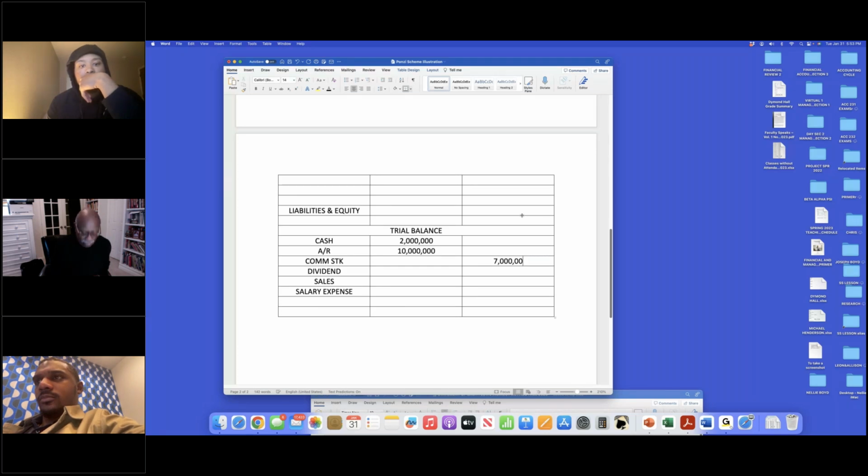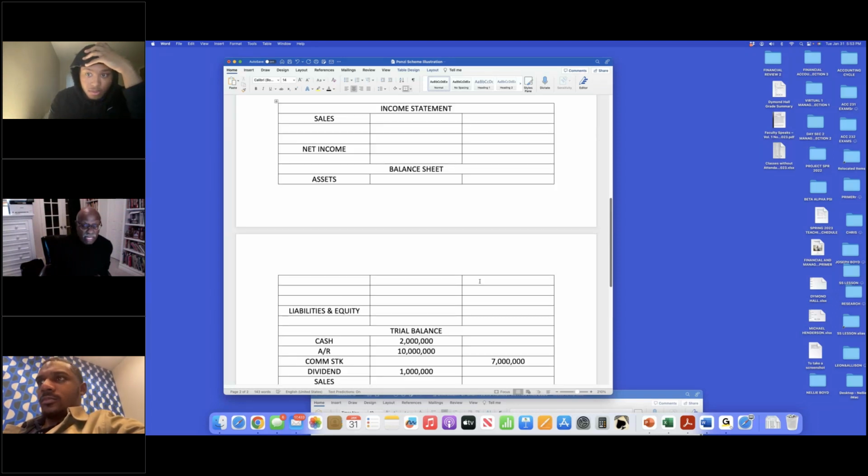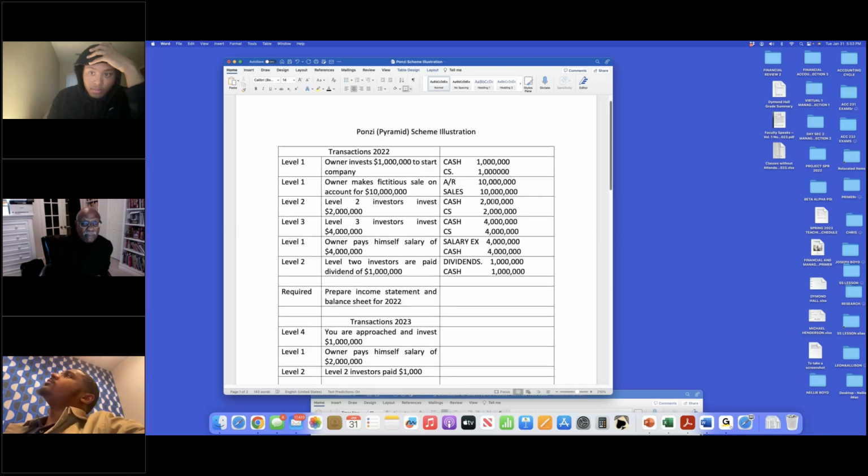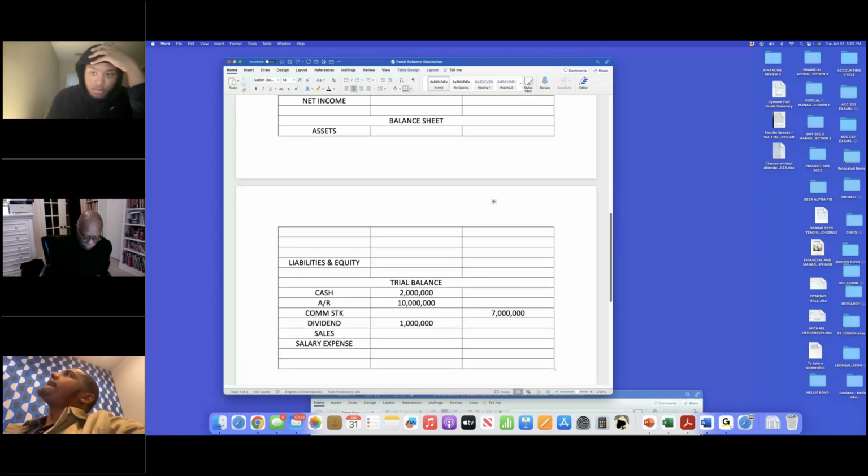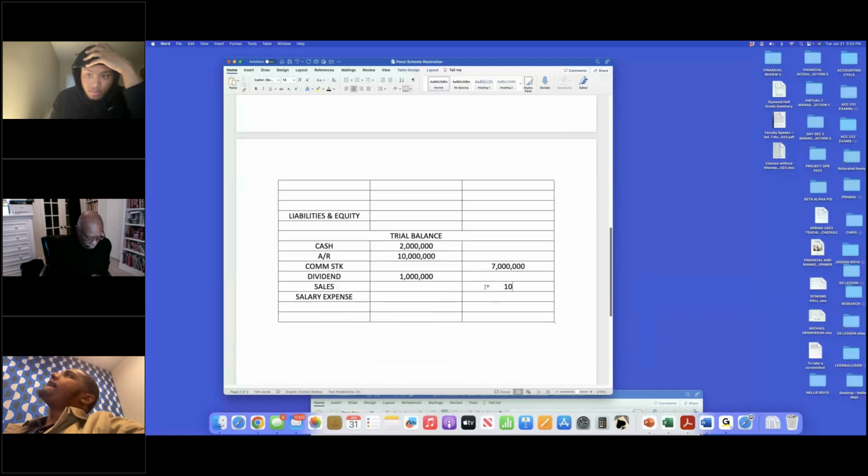Dividends. I don't remember that number. I think that was 1 million. We paid those folks. I'm just doing the posting in my head, just looking at these transactions. Then sales was what? 10 million. And the salary expense was what? 4 million. Okay.